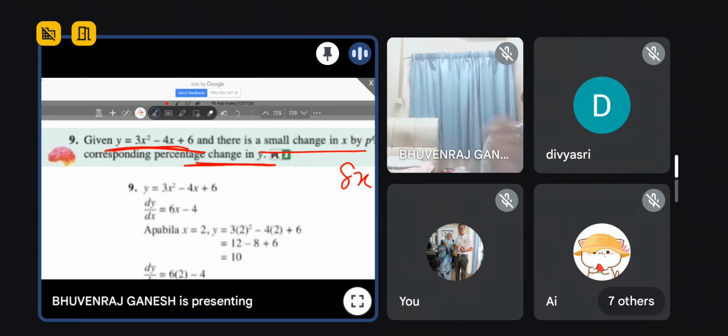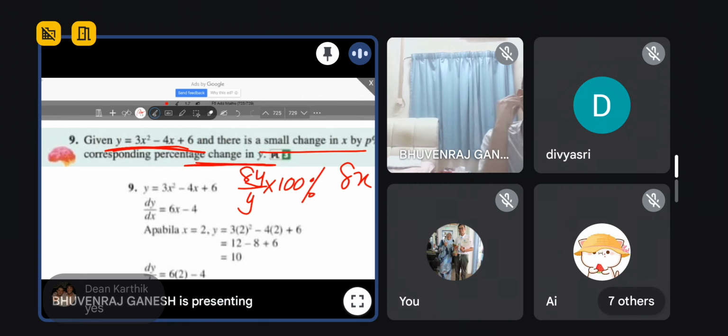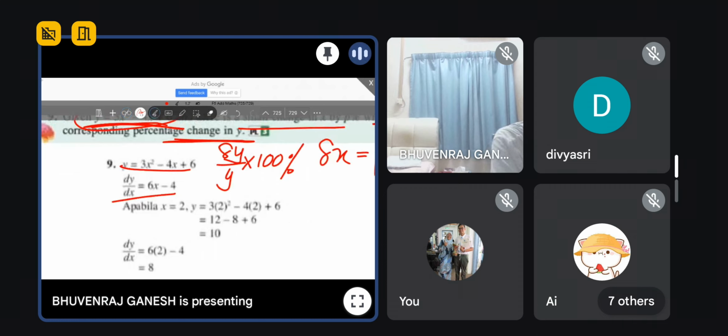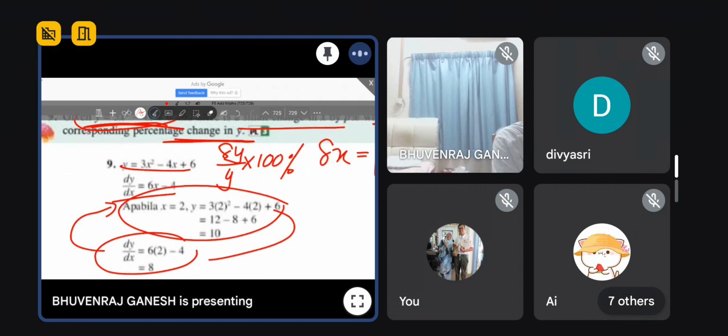I think you all got the idea already, right? The percentage change in y is delta y over y times 100%, based on the previous question. So you have the equation, you differentiate, and substitute your original x value into your y equation first. If you want to do it in reverse, also can. You can switch the steps.